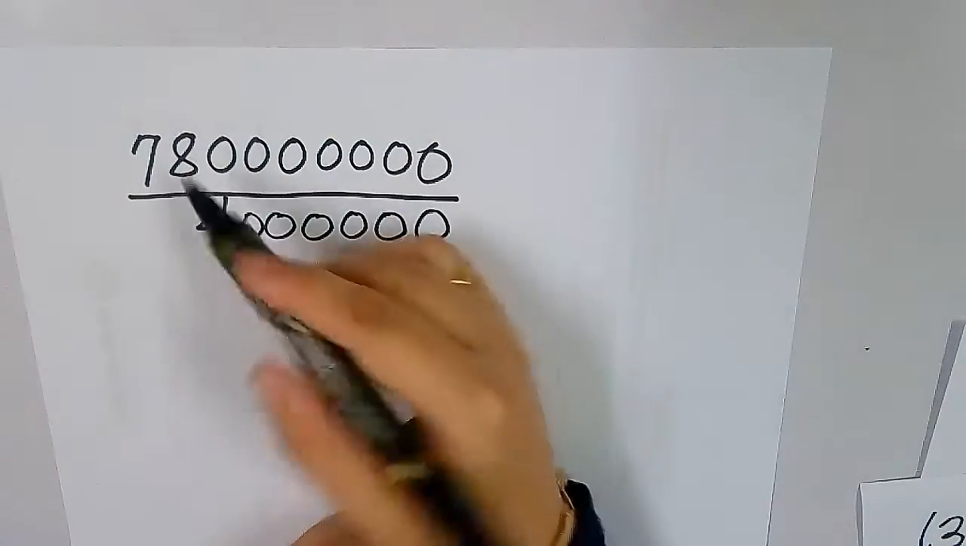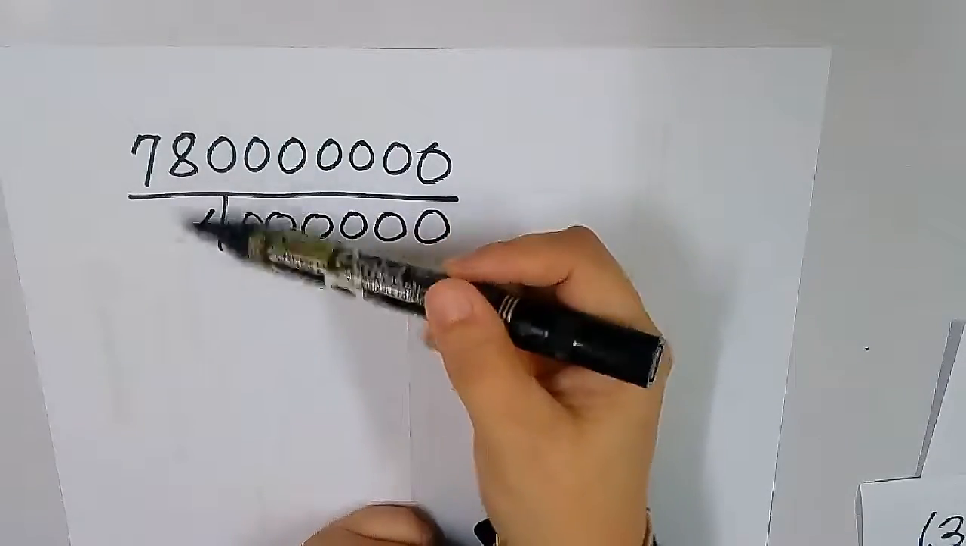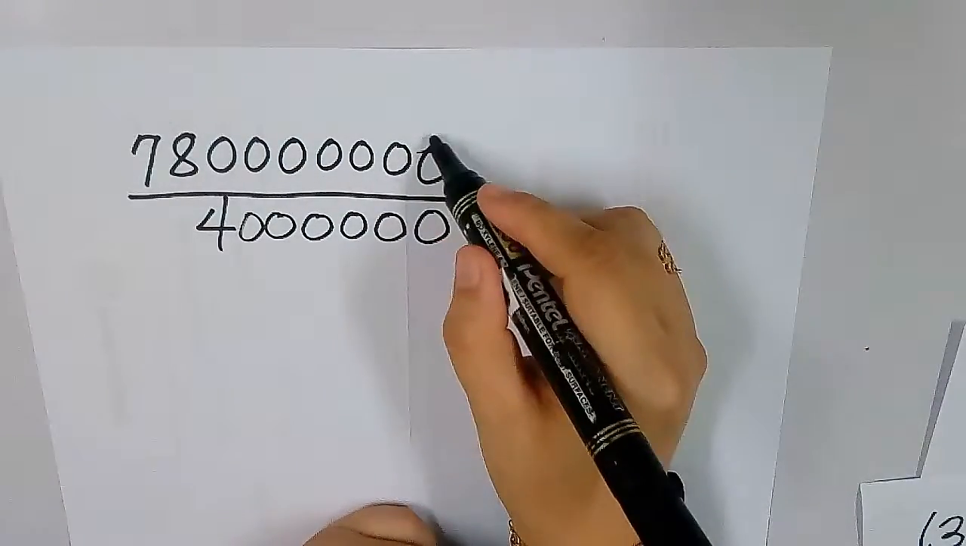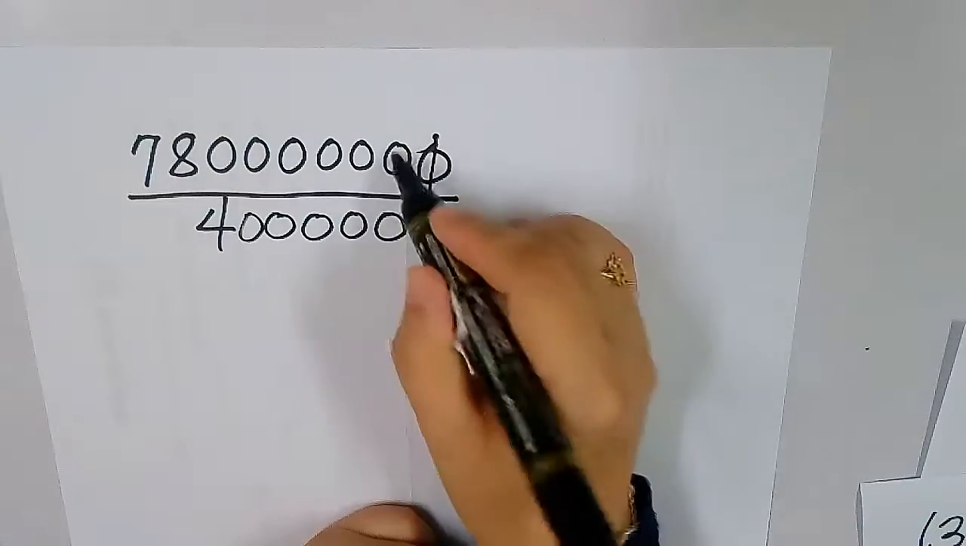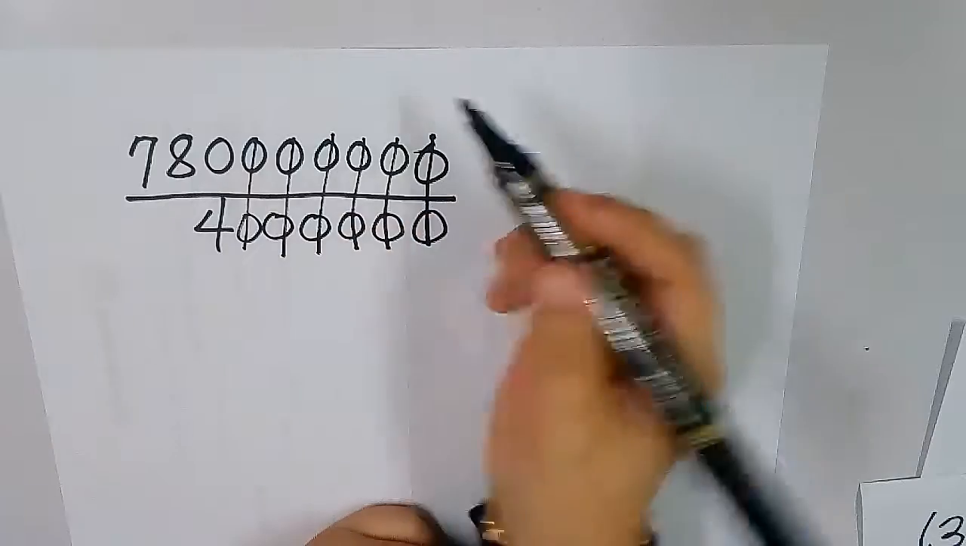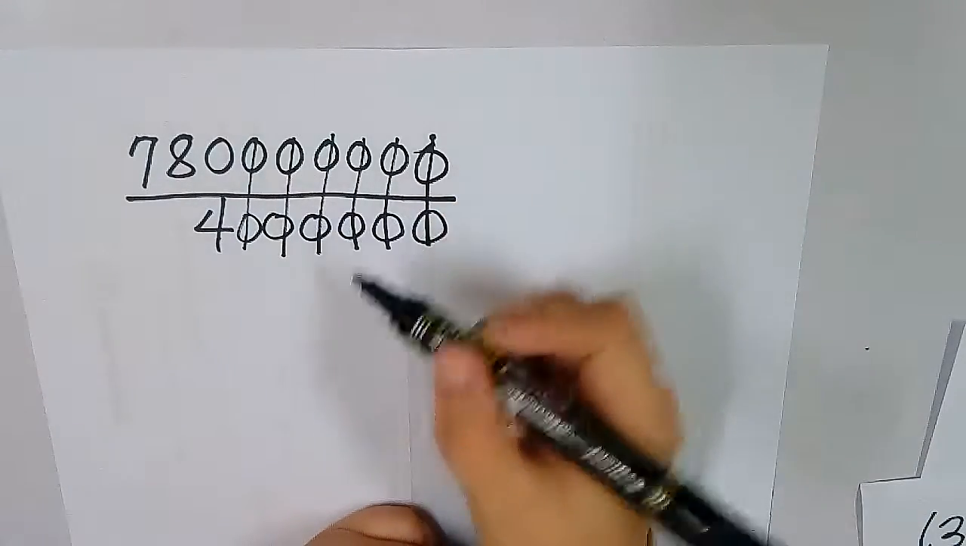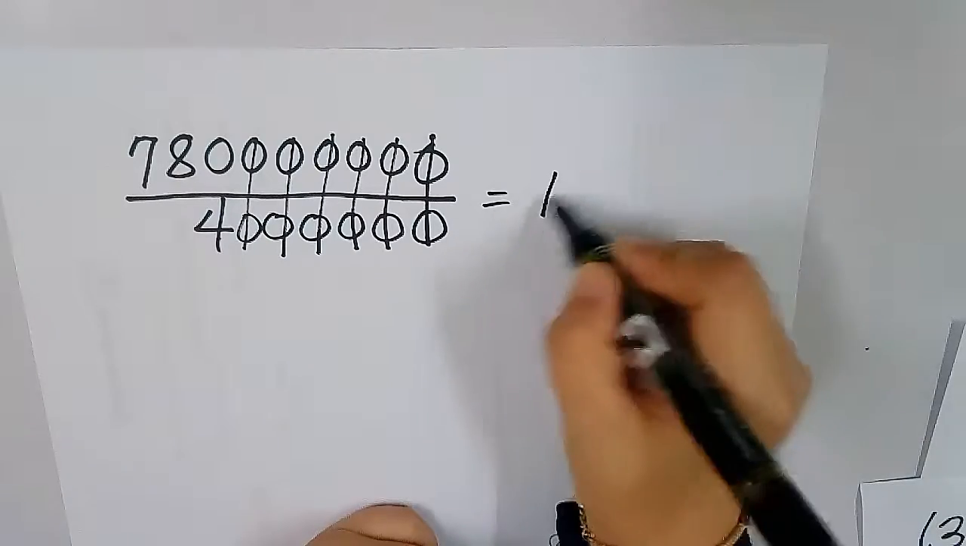So, in dividing this, ang di-divide lang natin ay yung significant digits. Tapos, tingnan nyo, magka-cancel yung mga 0. 1, 2, 3, 4, 5, 6. Okay? So, 780 divided by 4 is equal to 195.